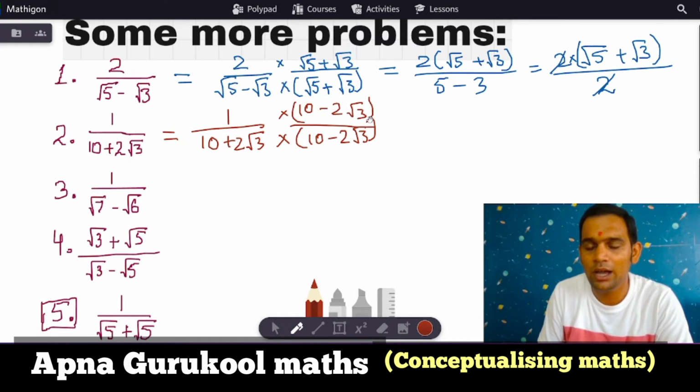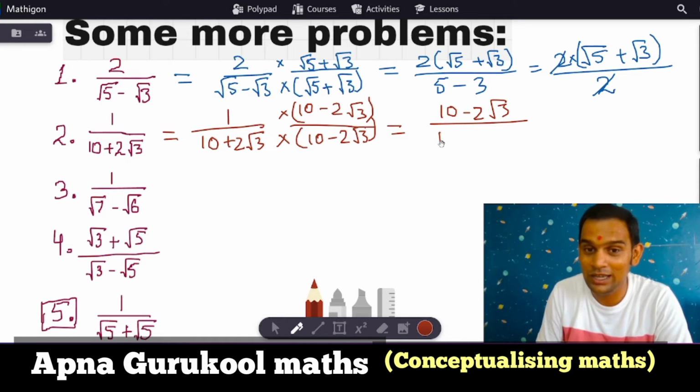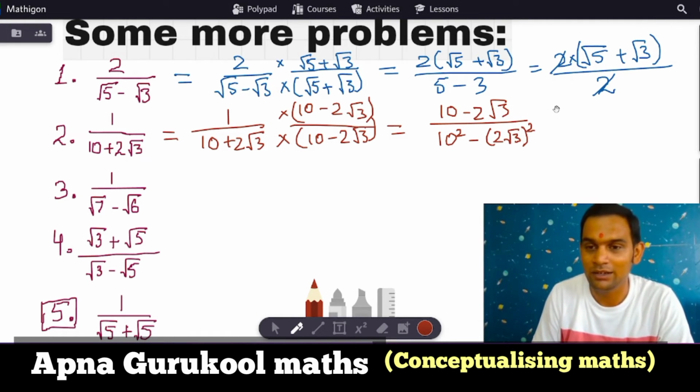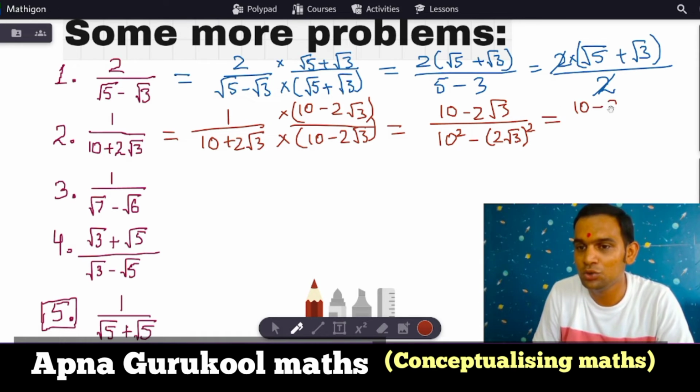Yes. So now in the numerator, since we are multiplying with 1, it will remain the same, 10 minus 2 root 3, and then we get 10 square minus, now this one is very interesting, please pay attention, this will be 2 under root 3 the whole square. Now I could have directly written it, but you might get confused. That's why I will go through this process. Okay, so this becomes 10 minus 2 root 3 divided by 10 square is 100.